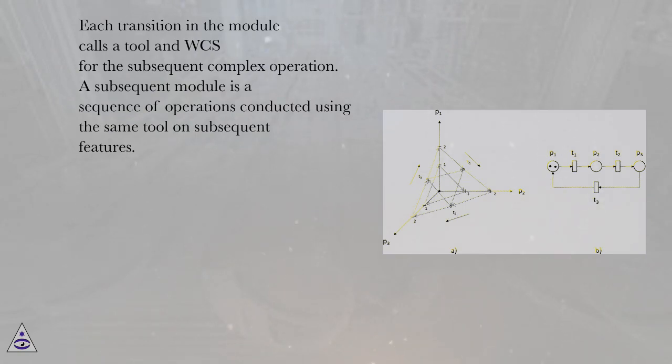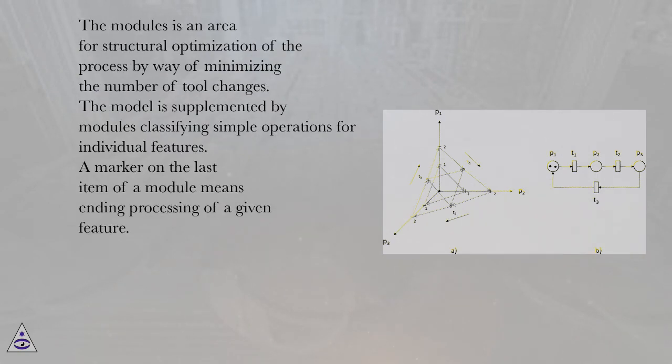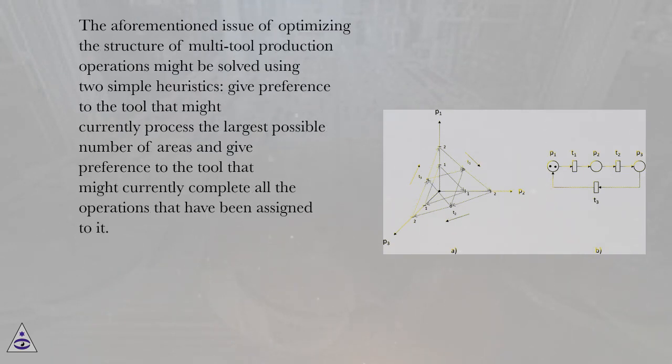A subsequent module is a sequence of operations conducted using the same tool and subsequent features. The modules is an area for structural optimization of the process by way of minimizing the number of tool changes. The model is supplemented by modules classifying simple operations for individual features. A marker on the last item of a module means ending processing of a given feature. The aforementioned issue of optimizing the structure of multi-tool production operations might be solved using two simple heuristics.